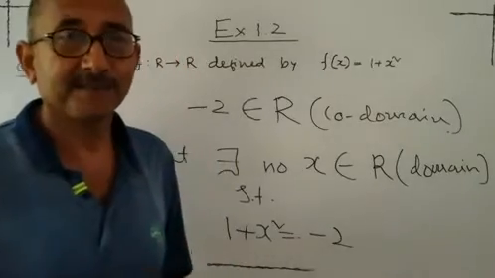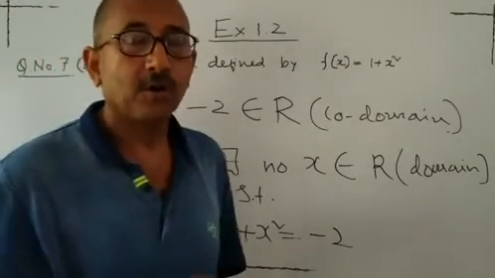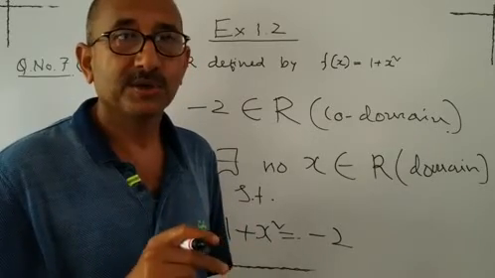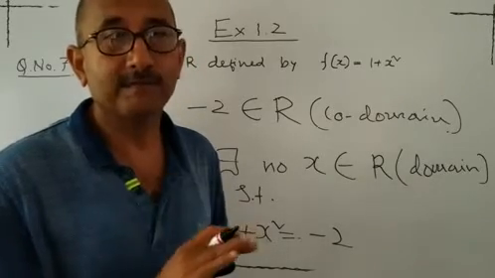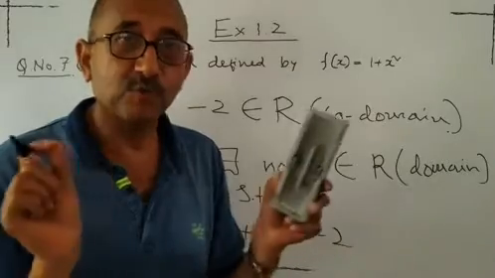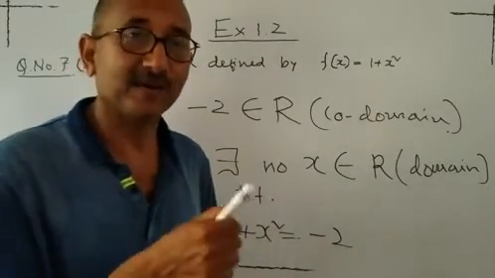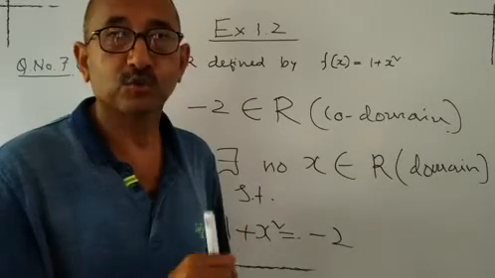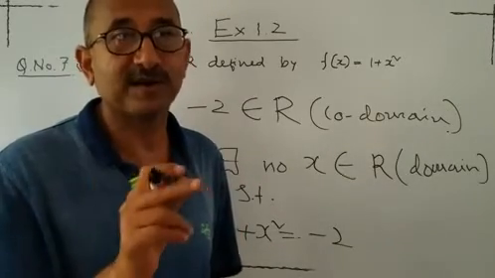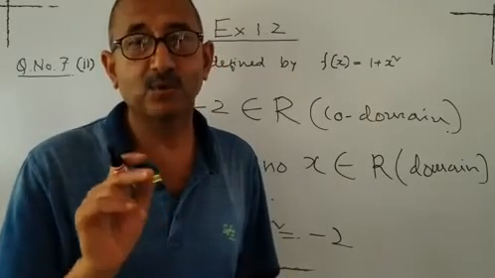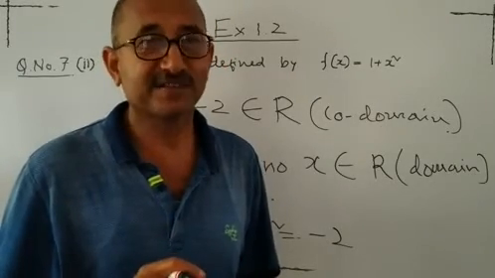A function, if it is 1-1 and onto, is said to be a 1-1 onto function. Combine them: 1-1 onto. A function is said to be 1-1 onto if it is 1-1 and onto, and such functions are also said to be bijections. We'll see the use of the word bijection in the next video. Thank you.